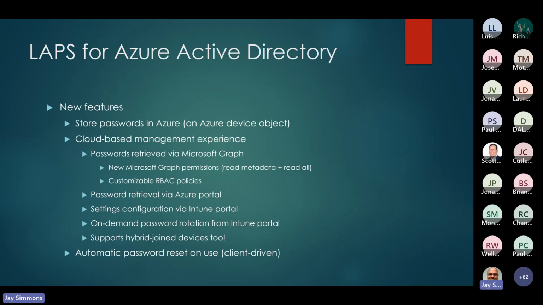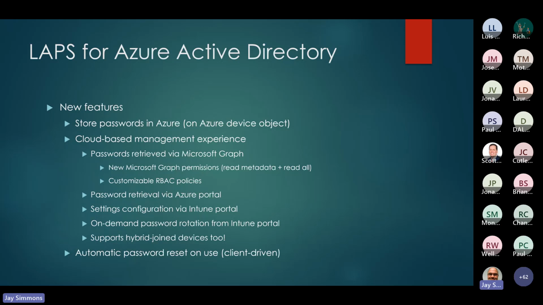We are not leaving our on-prem customers behind. We are fully supporting hybrid join devices. As a matter of fact, you can apply an Intune policy to a hybrid join device that tells the device to back its password up to on-premise Active Directory. So if you're in that mode and for some reason you feel the need to keep using on-prem AD for a little bit longer, we'll support you. You can do it. The power is really in your hands.